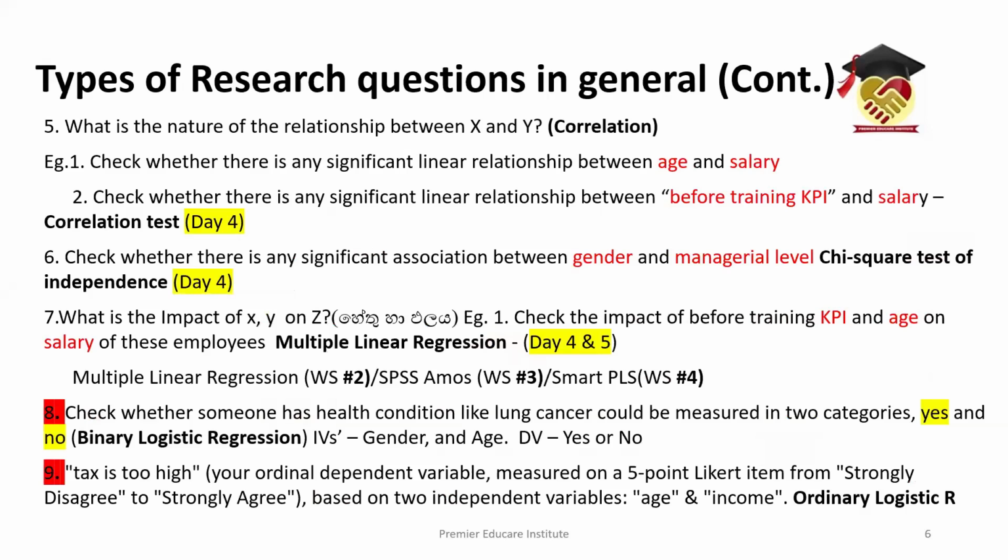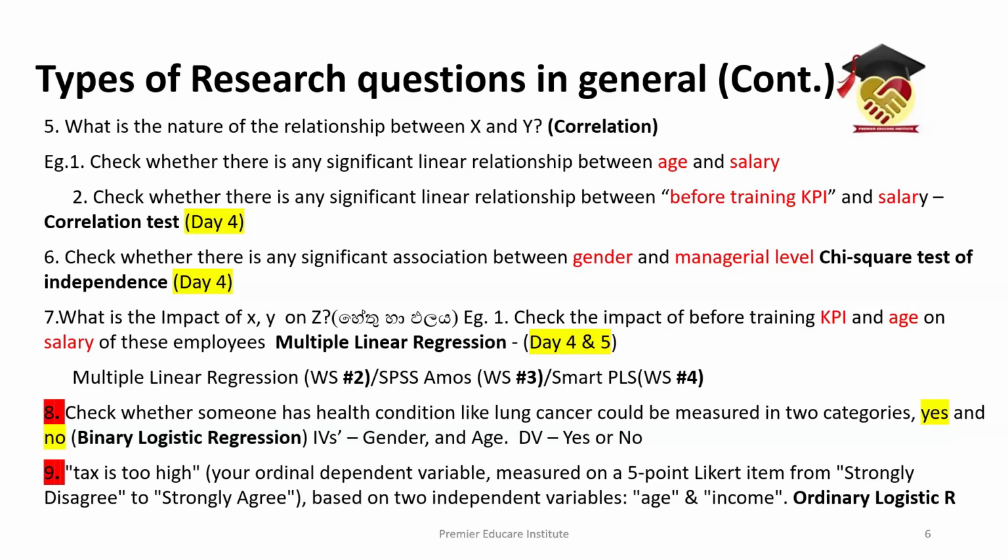Number five is the correlation, whether there is any significant relationship between smoking and cancer. Remember that one very clearly. Number six, chi-square. Chi-square means both sides are categorical variables, for example whether there is any relationship between gender and managerial level. Male or female can be anyone anywhere in the world. Even a lot of CEOs are now ladies, so is there any gender discrimination? That's the research question: can ladies become senior managers? This is the chi-square test.